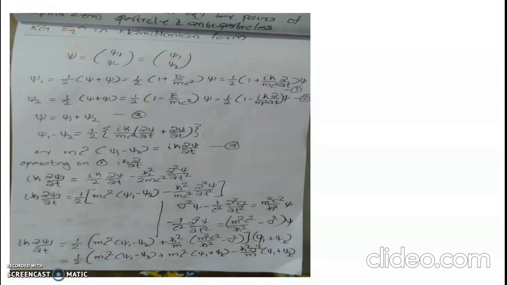Now we move to the operator formalism of the Klein-Gordon equation, or rewriting the Klein-Gordon equation in the Hamiltonian format.